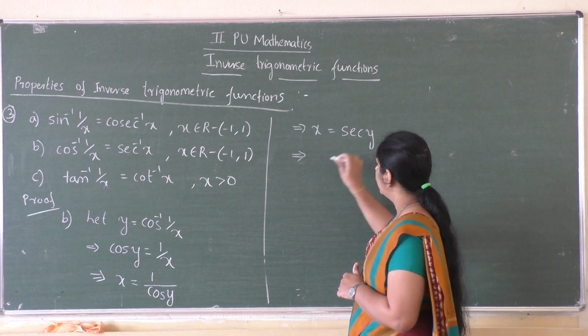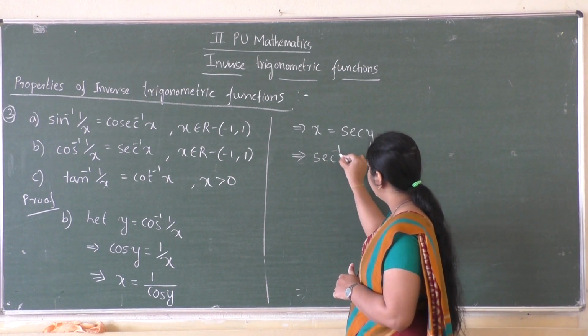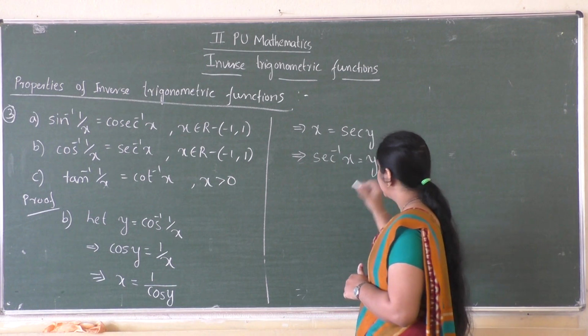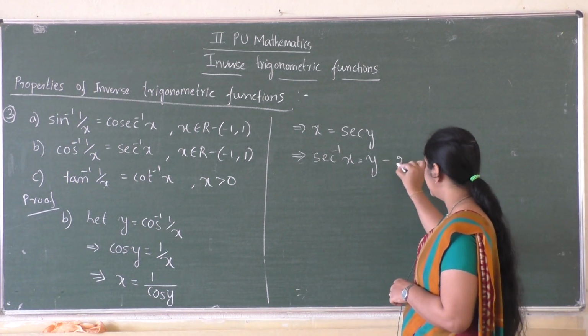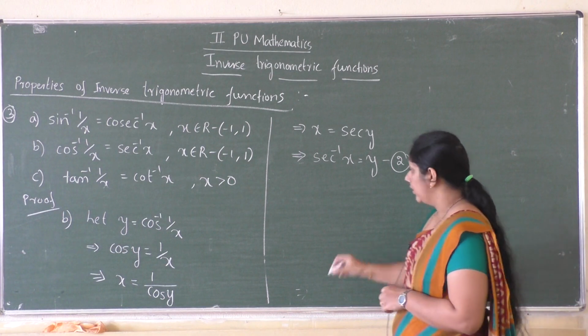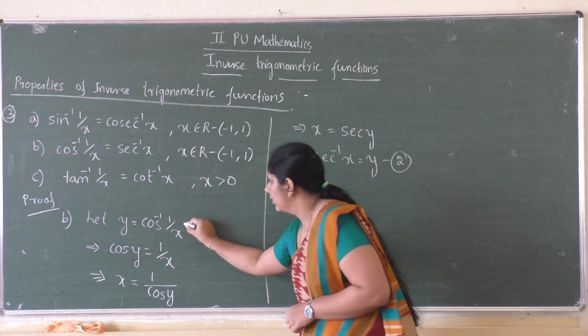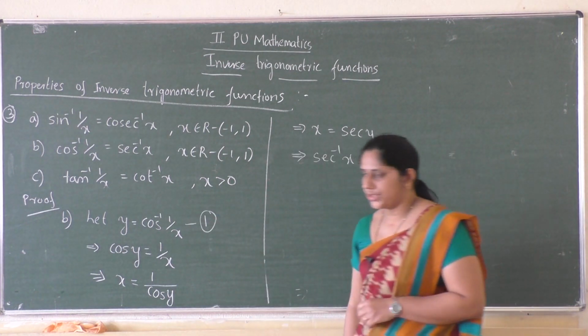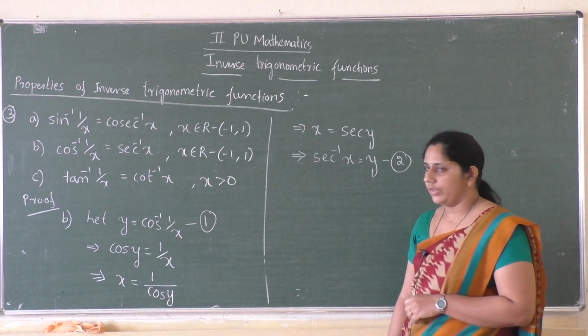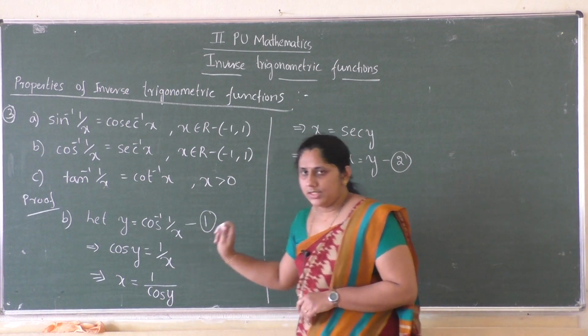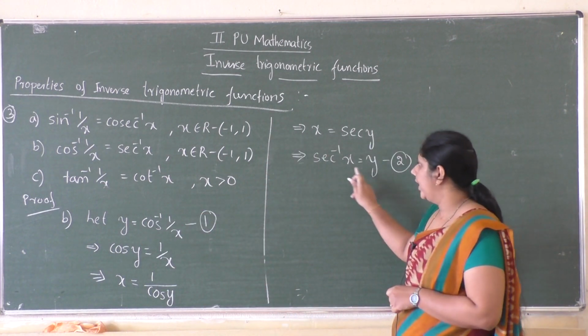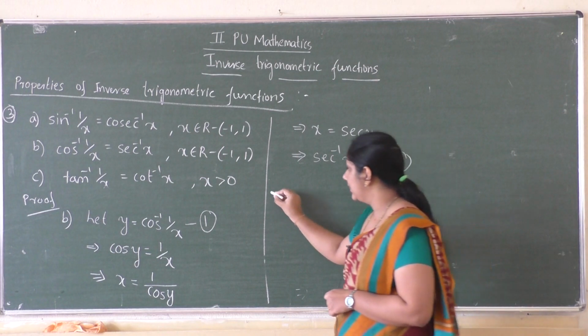Now if x equal to sec y, then sec inverse x equal to y. So I will take this as equation 2, and take the earlier one as equation 1. Now see both equation 1 and 2. In equation 1 we have y equal to cos inverse x. In equation 2 we have y equal to sec inverse x.